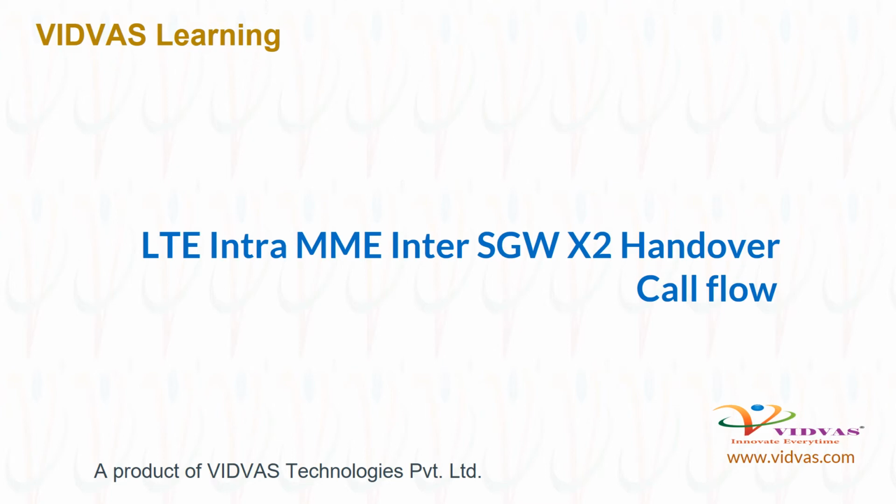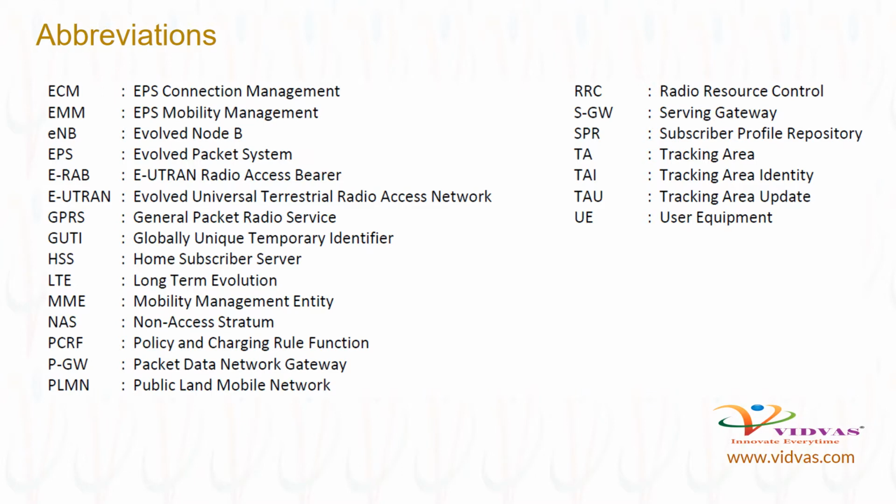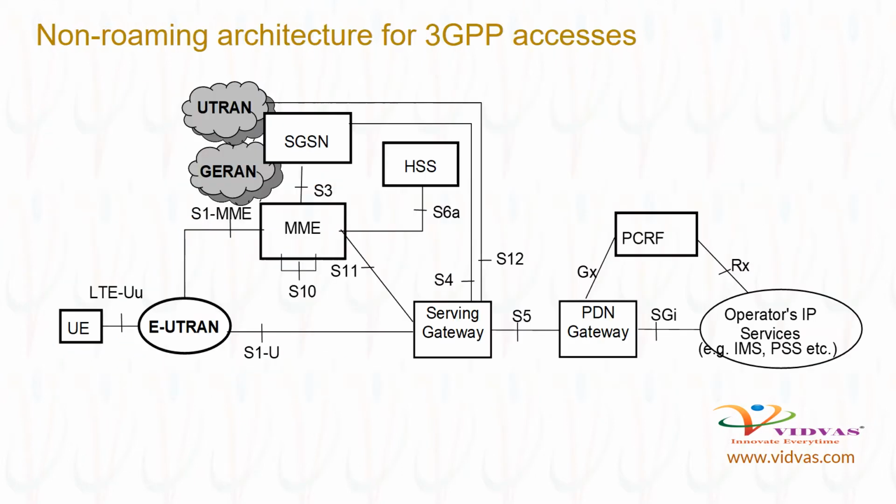In this session, we would go over LTE Intra MME Inter SGW X2 handover call flow. The following is the list of widely used abbreviations in LTE EPC. The diagram shows non-roaming architecture for 3GPP access. We assume that you have fair understanding of LTE EPC architecture. If not, please go over VIDVAS Learning LTE EPC overview video tutorial.